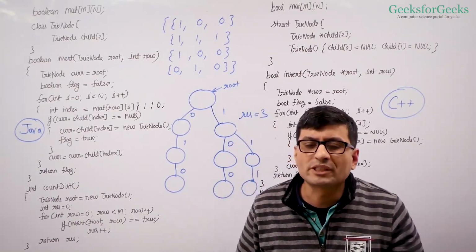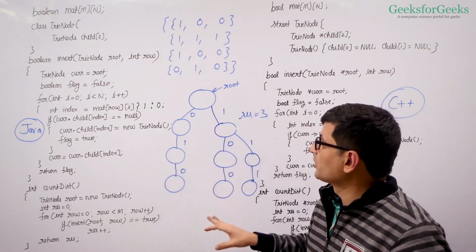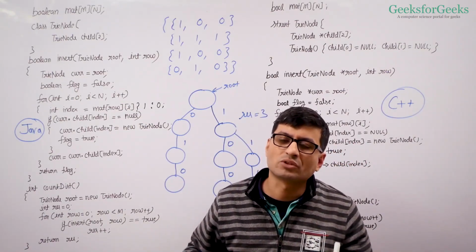How much auxiliary space does this solution require? In the worst case, we are going to store every cell into the trie. So the upper bound on the auxiliary space required is also big O of mn.